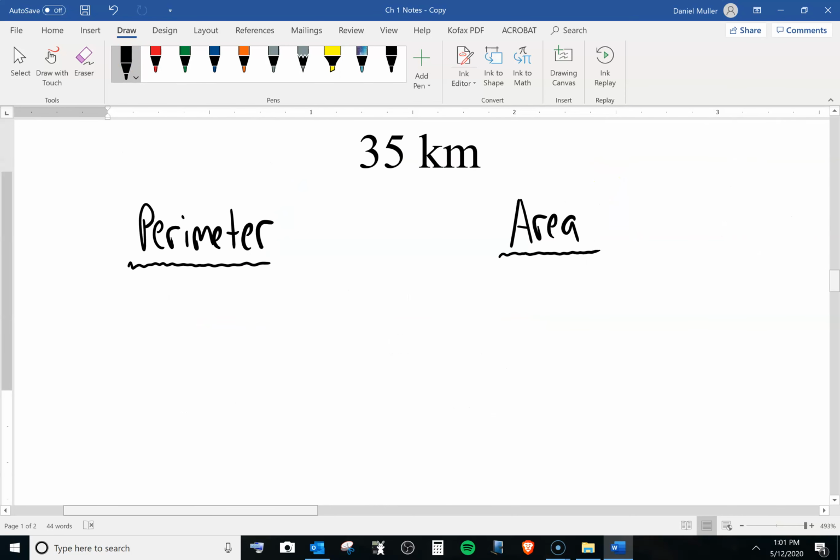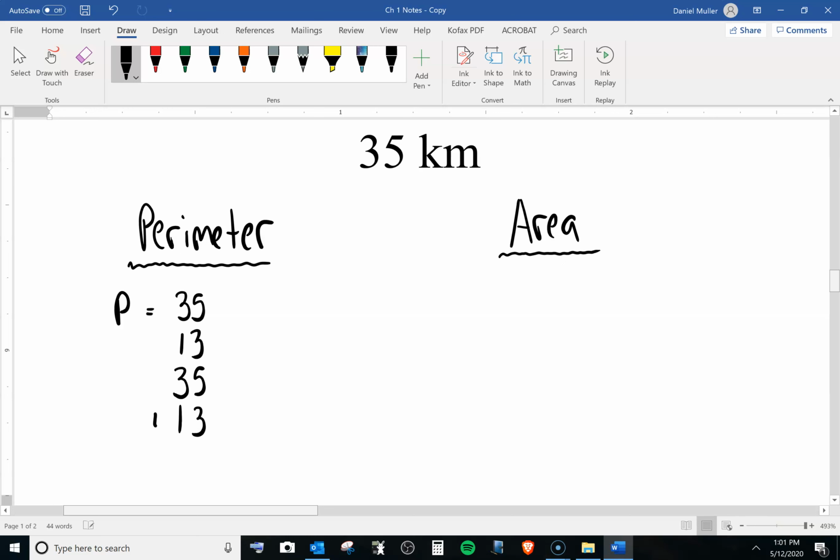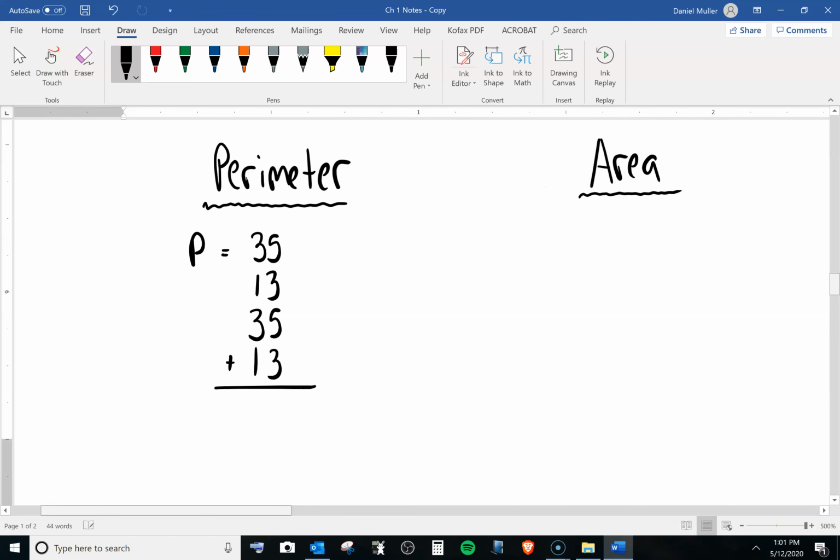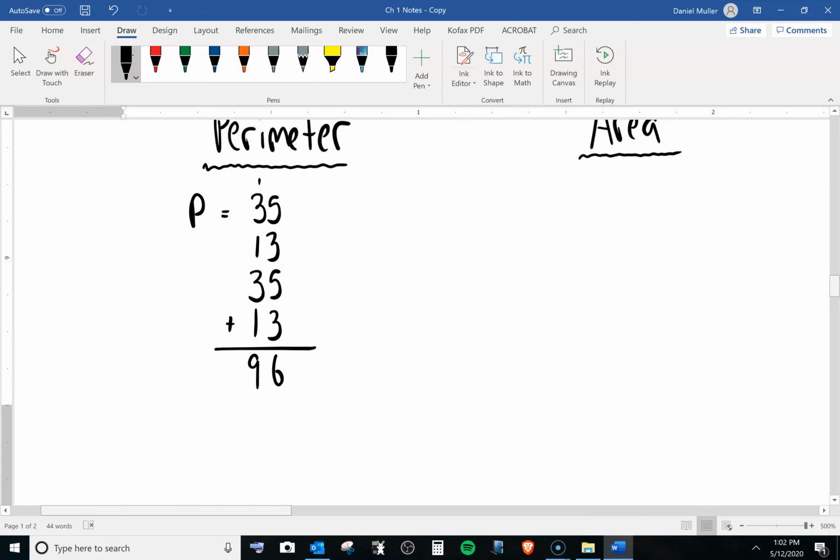So perimeter is, I'm going to write this vertically, 35, 13, 35, 13. So 5, 8, 8 plus 8, 16. 3, 4, 3, 6, 7, 8, 9, 96. Now I do not know the units, kilometers. So I'm going to get 96 kilometers. Not squared, not cubed, because I'm just finding the distance around.